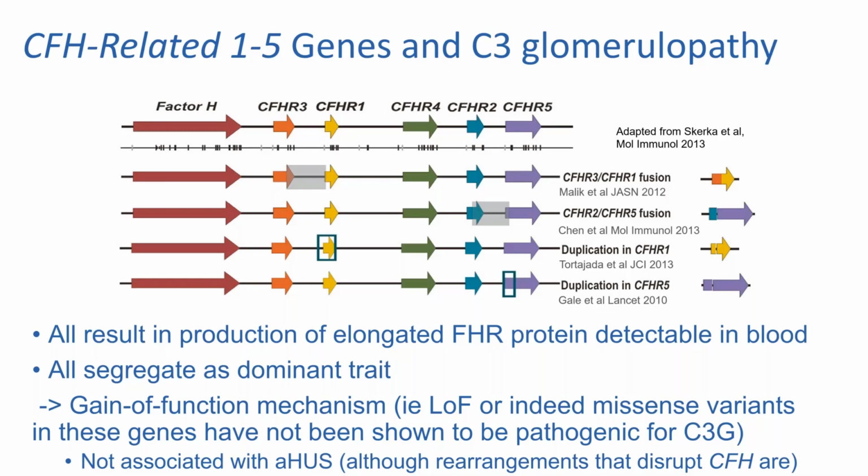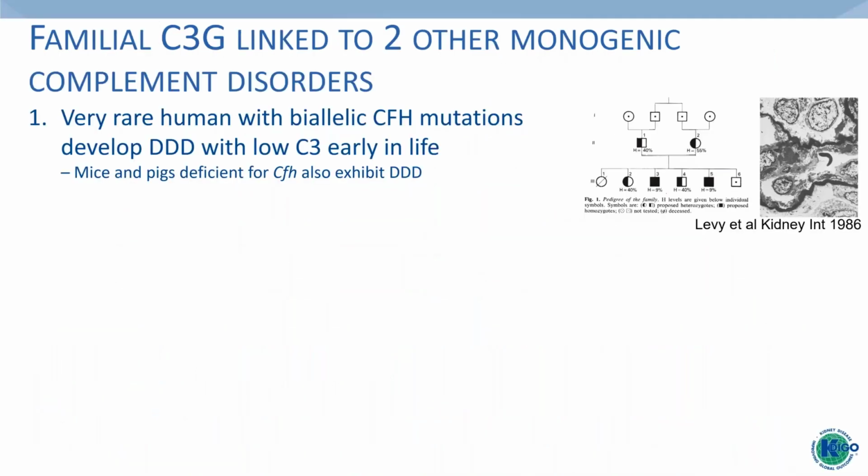So loss of function or indeed missense variants in these genes have not been shown to be pathogenic for C3 glomerulopathy and have never been shown, as far as I know, to segregate with Mendelian inheritance. These genetic rearrangements are not associated with atypical HUS, although different rearrangements in this gene cluster that disrupt complement factor H are. Familial C3G has also been linked to 2 other monogenic complement disorders.